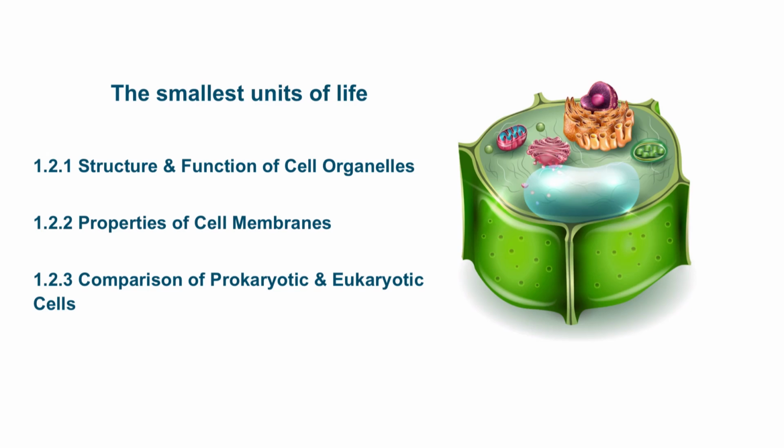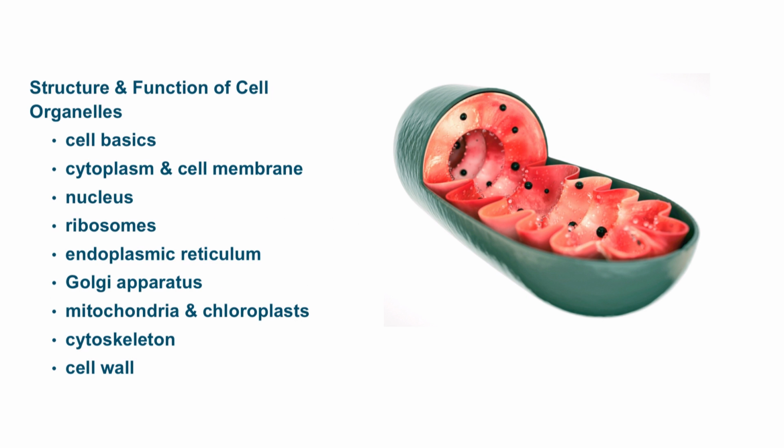In this part, we're going to talk about cells. These are the smallest units of living things. So the first part is about cell structure and function in organelles. And next, we'll talk about properties of cell membranes, and then we'll compare prokaryotic and eukaryotic cells. So let's look at each of these units in a little bit more detail.